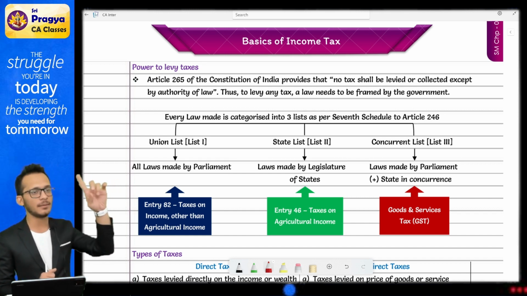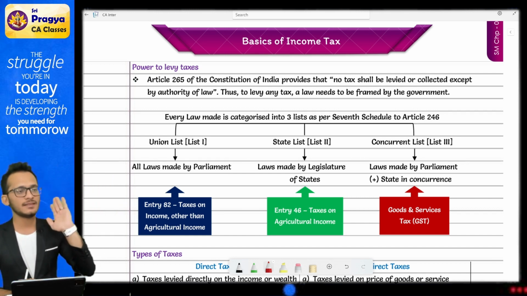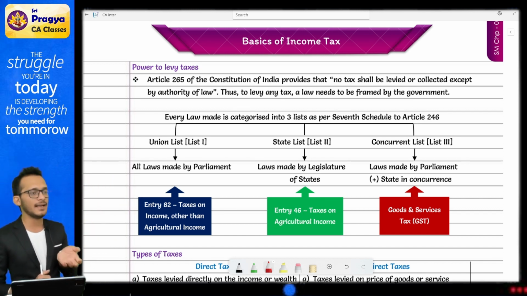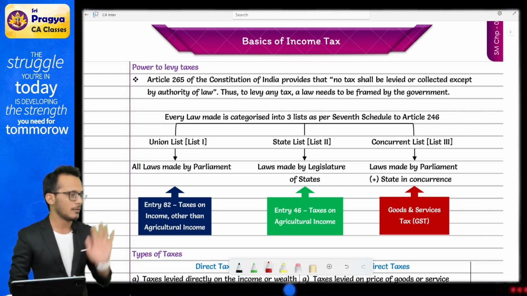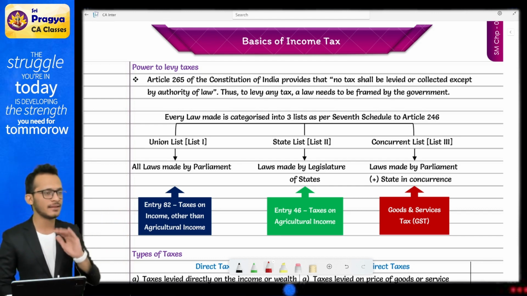Where does this income tax come from? It comes from Article 265, which says that no tax can be collected or levied except by authority of law. Why levy, why collected, and all of that we have discussed.